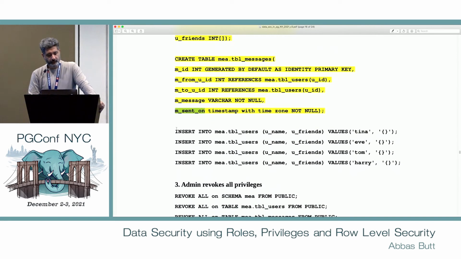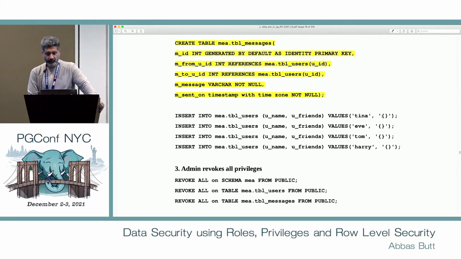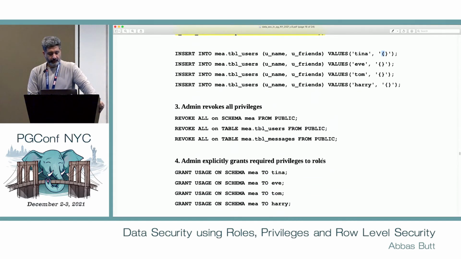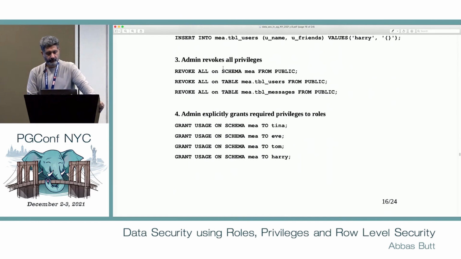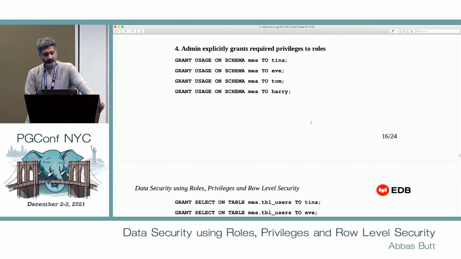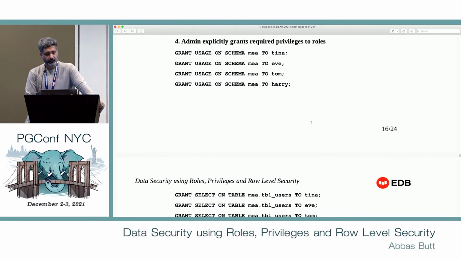Next, we insert the 4 roles that we had created in the users table, Tina, Eve, Tom, and Harry, without any friends. Next, admin revokes all privileges, like we did in the last section: revoke all on schema from public, revoke all on table from public, revoke all on table messages from public. Now, admin explicitly grants required privileges to the roles. First is the usage on schema to all the 4 users.